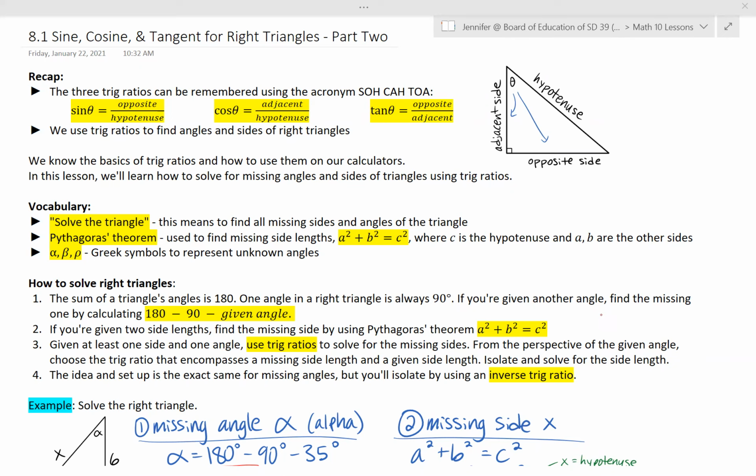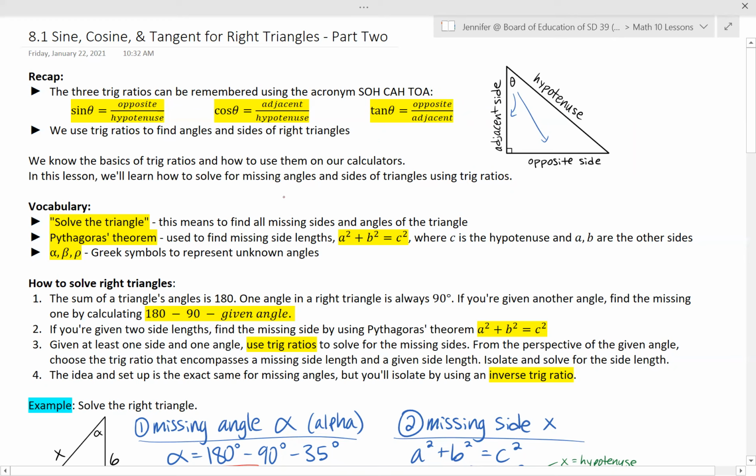Each of these ratios represents side lengths on a triangle and how they relate to each other. If we have a right triangle and there's three side lengths, the longest side length is the hypotenuse, and this is the side directly across from the 90-degree angle. The two other sides are either the opposite side or the adjacent side, depending on which angle you're looking at. So we can use these ratios to find missing angles and sides of right triangles.